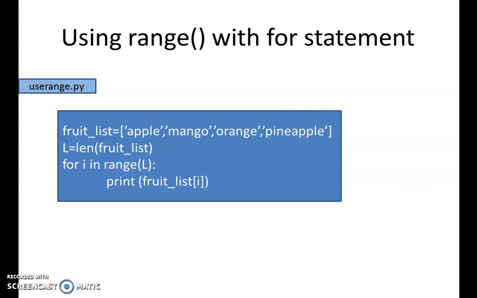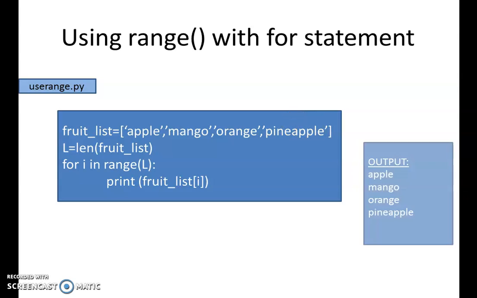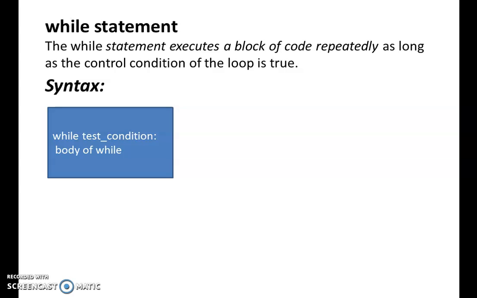So when we save this file and when we run, we will get output like this: apple, mango, orange, and pineapple. So hope this range function is clear to you. Next we will see while statement.